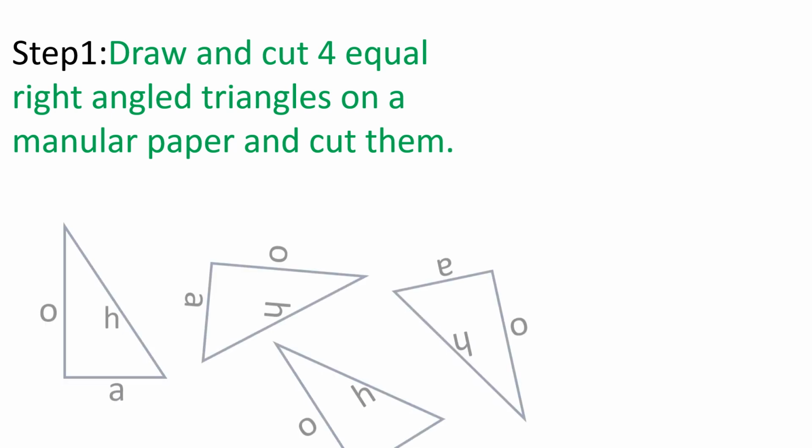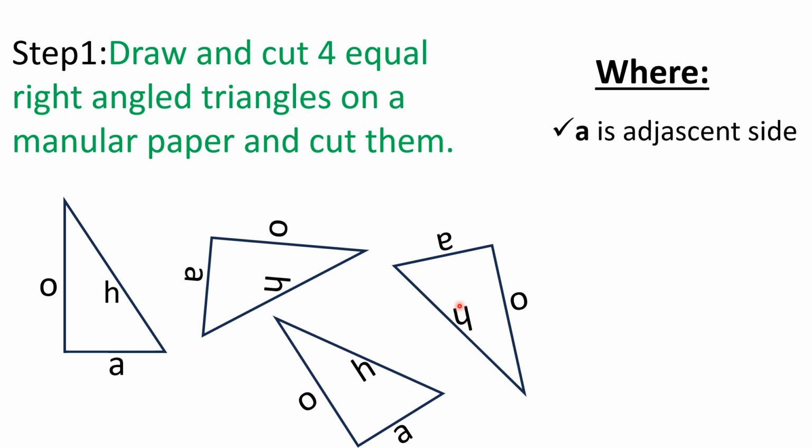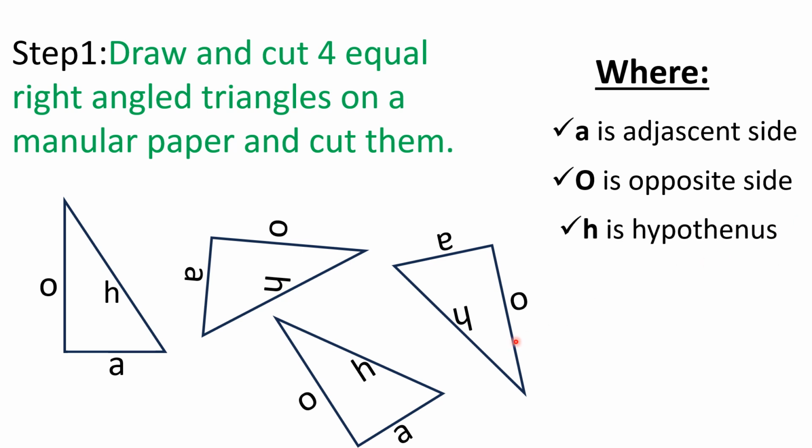As for me, I have tried to cut them like this. Now, these are 4 equal right-angled triangles. After cutting them, I have to give you some introductions. A stands for adjacent side, O stands for opposite side, and H stands for hypotenuse.